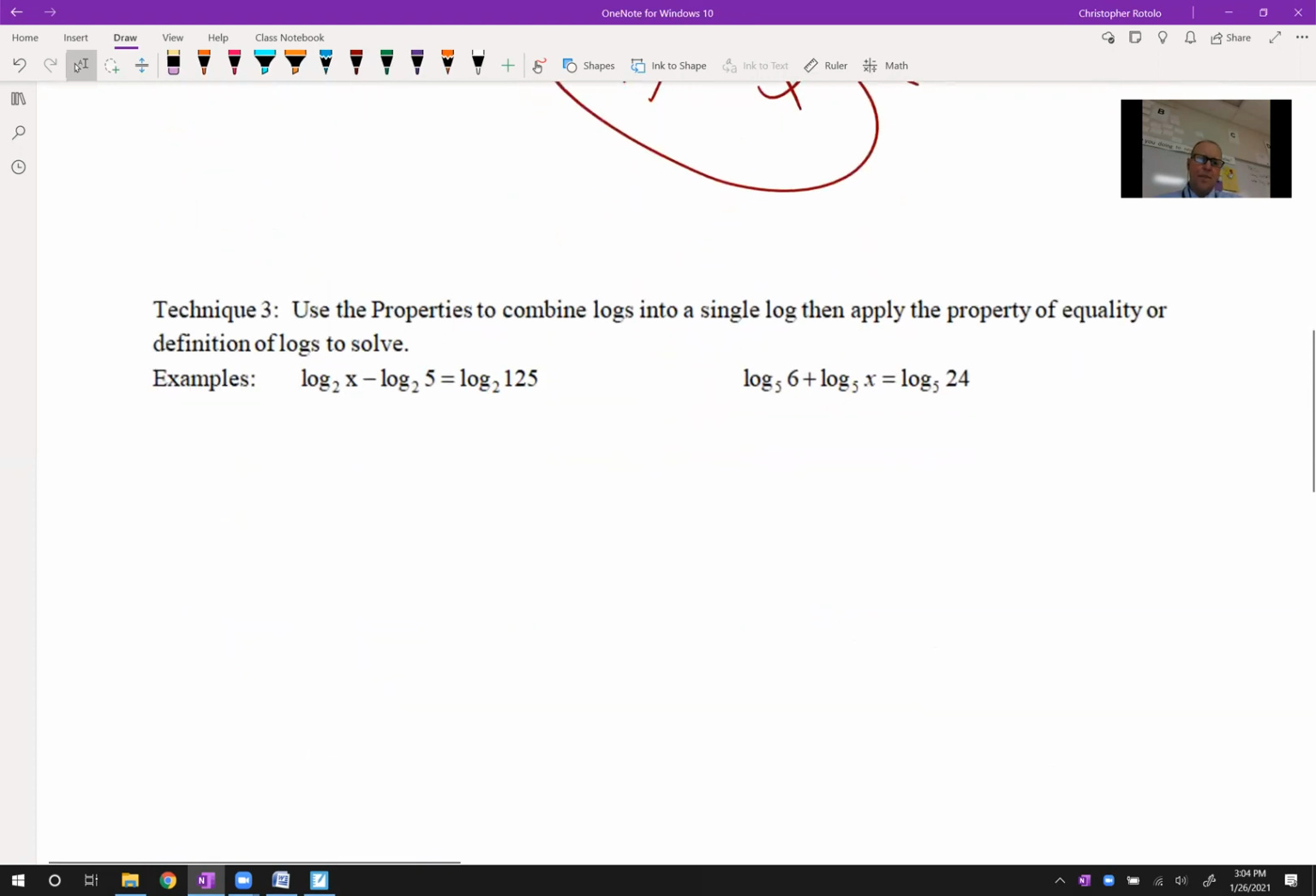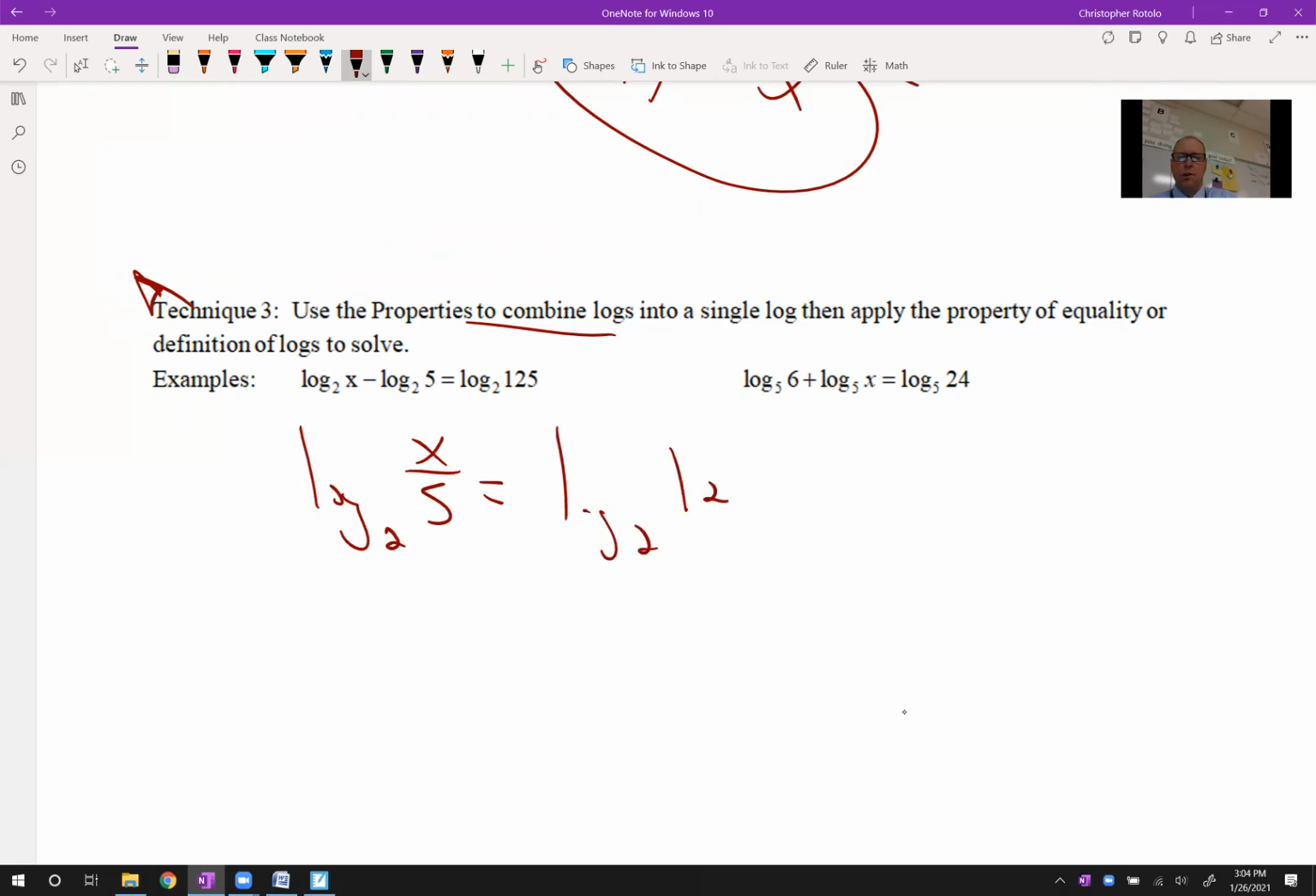All right, now, technique 3, okay, you have multiple logs, and we are trying to get all this stuff put together. So we have a couple things we can do with it. Notice that the bases all match. So that's going to be key number 1. If that happens, that means we can continue and move on here. And what we're going to do is we got to combine those into a single log. So what we have is log of x minus log of 5. So those need divided. So log of x over 5, log base 2, equals log base 2 of 125.